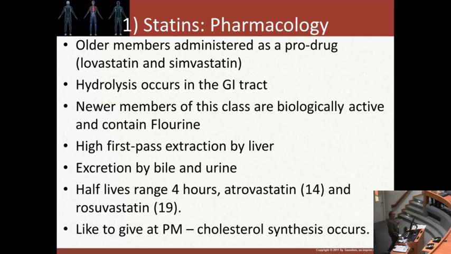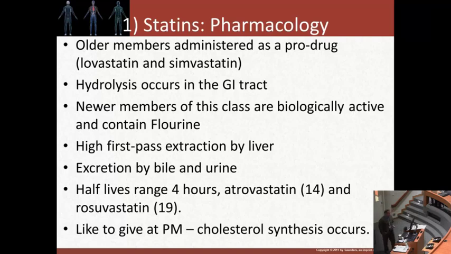Chemically, hydrolysis occurs in the GI tract, but most of the biological activity is coming at the site of the liver. And this is great, right, because that's the site where our target is. That's the site where HMG-CoA is active, for the most part. That's where HMG is expressed. And so you want to have the maximal effect at the site that it becomes administered.